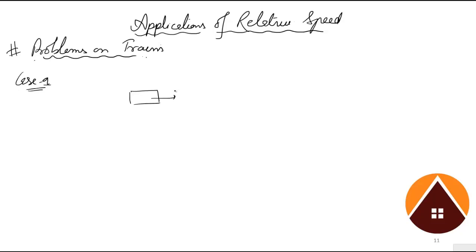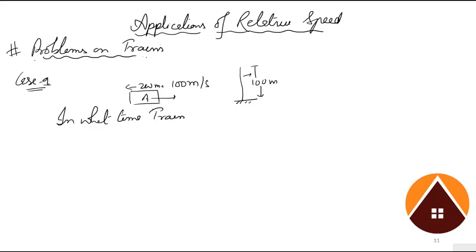Say there is a train whose speed is 100 meter per second. The length of the train is suppose 200 meter. Okay, there is one pole whose length is also given as 100 meter. Okay, the question is, in what time the train A will cross the pole? In what time the train A crossed the pole?